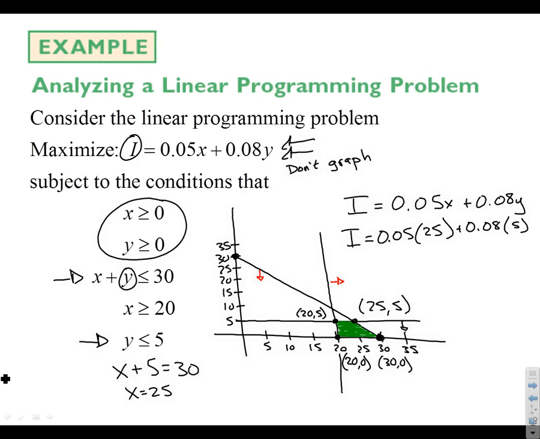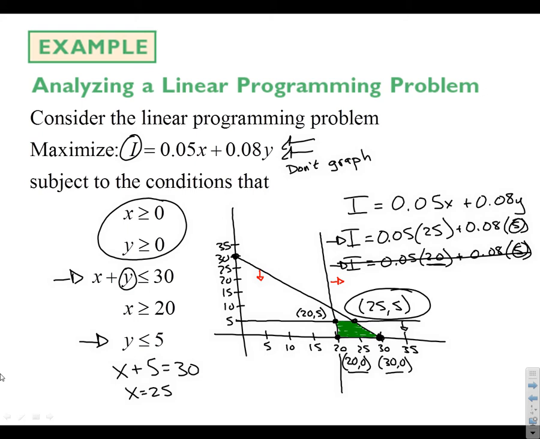All right, and the other one would be I equals 0.0520 for the x plus 0.085. And we can tell right away that this is going to be more than this because these numbers are the same. This number is smaller. Let's get rid of that. All right, and it's the same thing. 20, 0, 30, 0 are going to be smaller as well. So it's this point, 25, 5, that maximizes our linear programming problem.